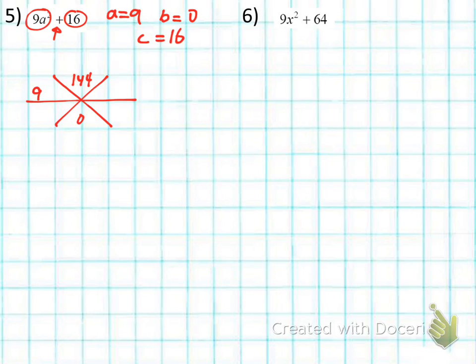So I set my X box up. What times what is equal to 144? Well, I know 1 times 144 and 2 times 72, and I keep making a list, 12 times 12. Now, which one of these is going to add up to 0? What if they were all negative? Would they still add up to 0? No. So is it even possible to factor this? No. So whenever you see something that should be a difference of squares, but there's a plus sign, you have to think the answer is not factorable.